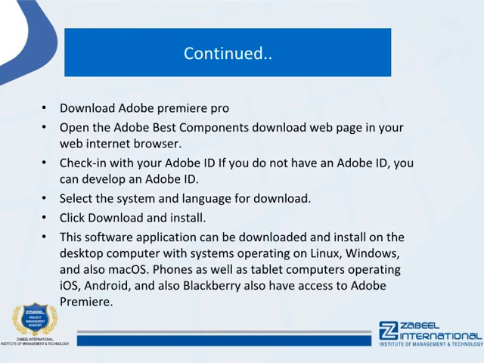Download Adobe Premiere Pro. Open the Adobe Premiere Pro download webpage in your web browser. Sign in with your Adobe ID. If you do not have an Adobe ID, you can create an Adobe ID. Select the system and language for download. Click Download and Install. This software application can be downloaded and installed on desktop computers with systems running on Linux, Windows, and also macOS. Phones and tablets running iOS, Android, and also BlackBerry also have access to Adobe Premiere.